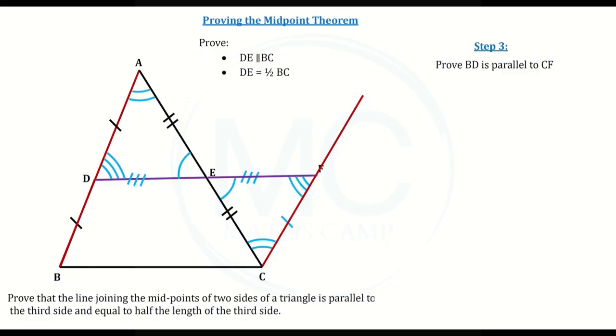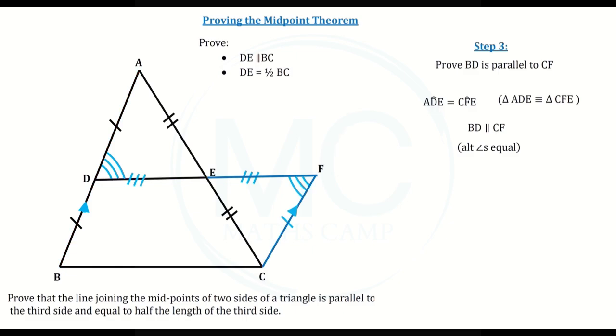So let's tidy up our diagram. I'm going to take out angle A and angle C and angle E as well. We already know that angle ADE is equal to angle CFE because we've already proven that triangle ADE is congruent to triangle CFE. Angle ADE is equal to angle CFE, which shows us that BD is parallel to CF because alternate angles are equal. Now in our diagram, we can put a blue arrow on BD and on CF to show that these sides are parallel. Now I'm going to take out our red lines and put the equal angles back in.